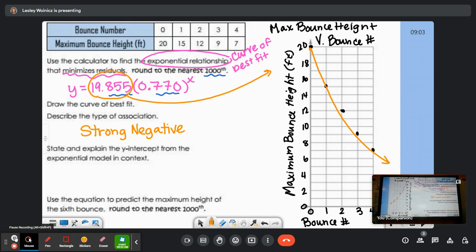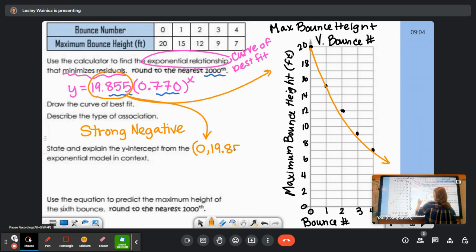Okay, we have to state and explain the y-intercept. And it says from the exponential model. The exponential model is your equation of best fit. It's not the data. So when you're explaining and stating your y-intercept, you want to make sure that you're using the 19.855 one. So it's (0, 19.855). It doesn't matter that we know it started at 20.